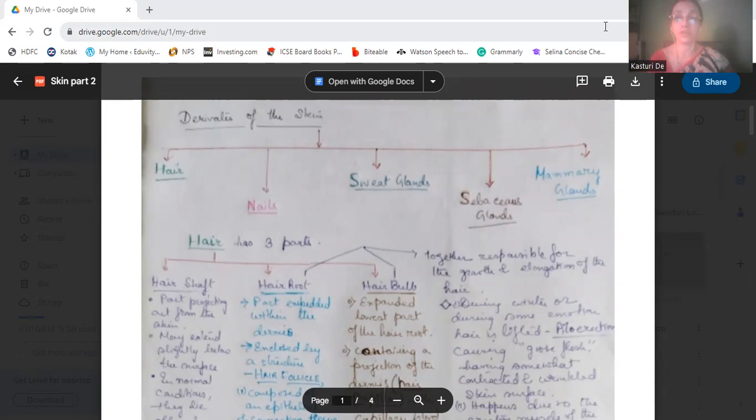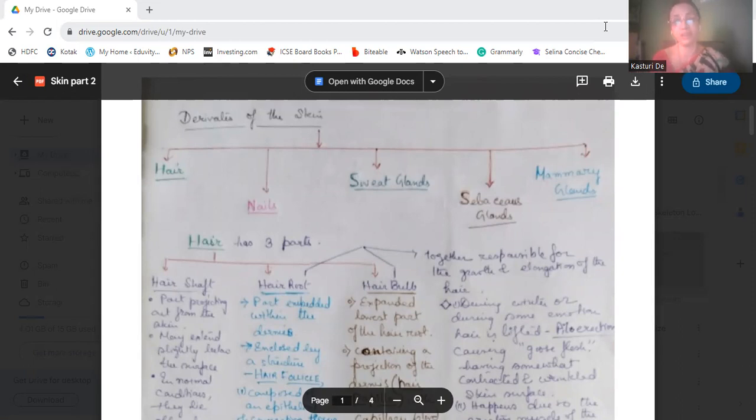And let's start with a discussion. So we'll start with the derivatives of the skin. We have five derivatives in our skin, that is hair, nails, sweat glands, sebaceous gland, mammary gland. Hair has three parts. So what is hair?